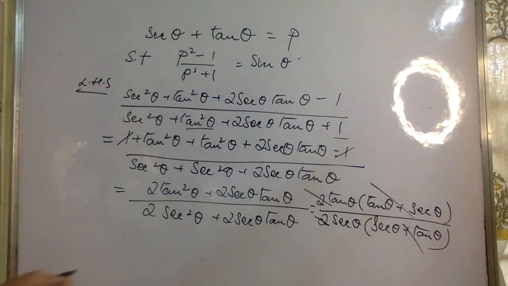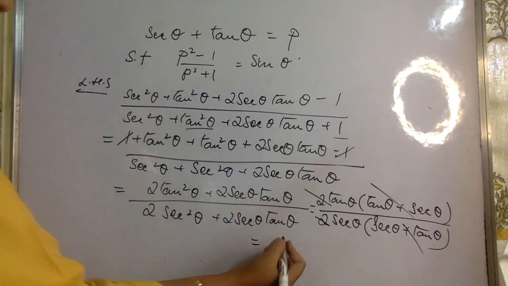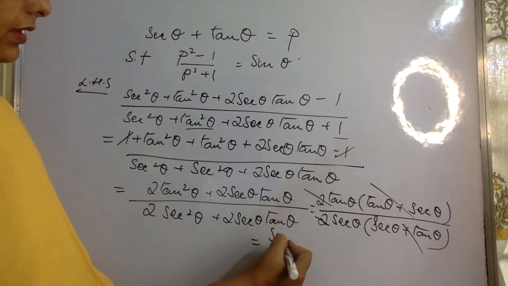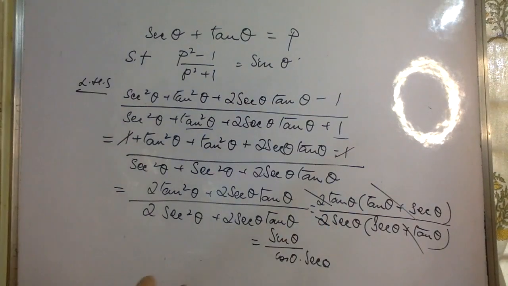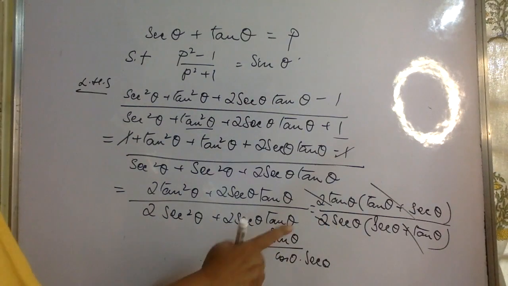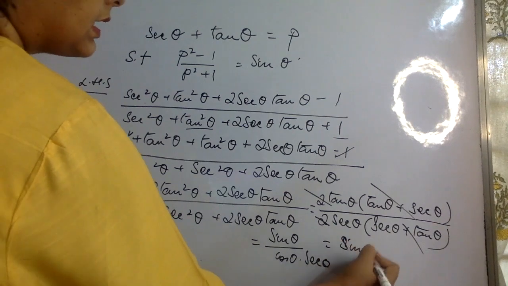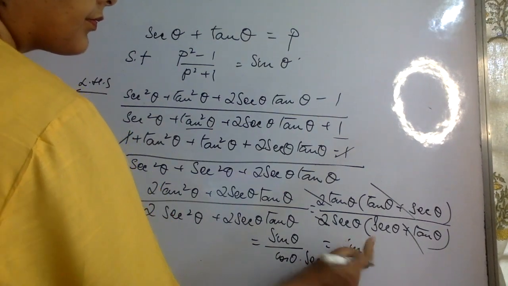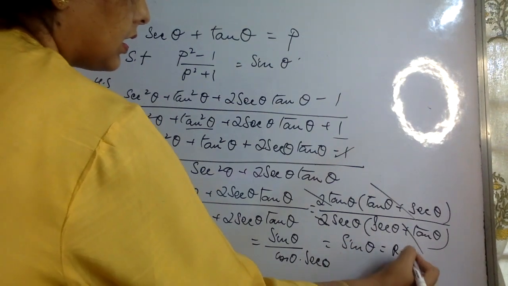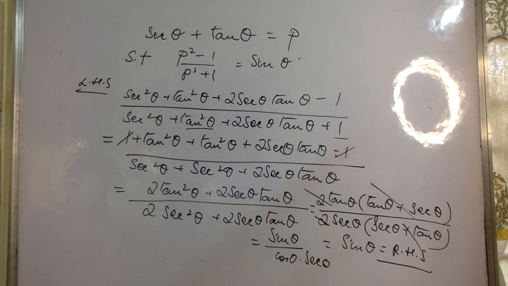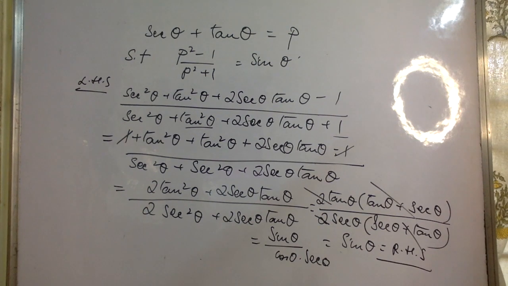So tan theta by sec theta is sine by cos. Tan becomes sine theta by cos theta, into sec theta, this sec theta. Cos and sec when multiplied give you 1, that is equal to sine theta, which is the RHS. Hence we have proved that p square minus 1 by p square plus 1 is equal to sine theta.